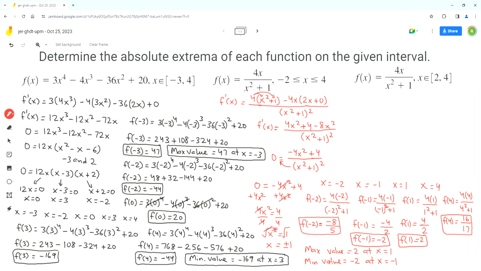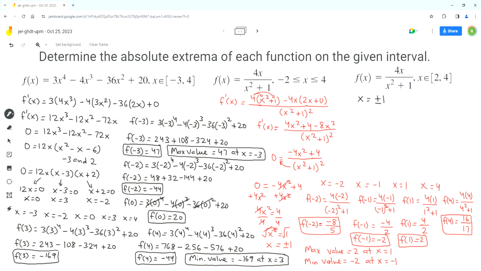Now we can analyze the third function. The third function is the same as the second function. The only difference is the interval. So the given interval for the third function is 2, 4. Now the x values at which the tangent is horizontal for this function is x equals plus minus 1, which we found in the second problem.